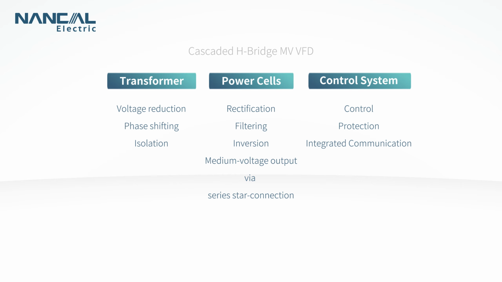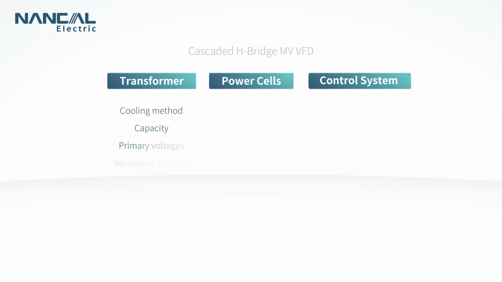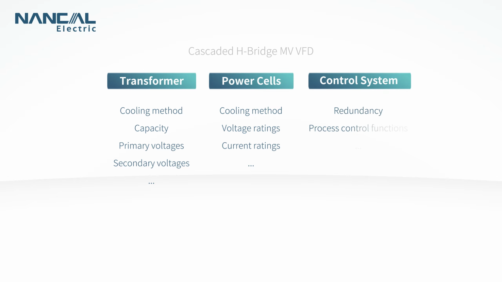Key parameters for the phase-shifting transformer include its cooling method, capacity, and primary or secondary voltages. Key parameters for the power cells include their cooling method, voltage, and current ratings. Key configurations for the control system include whether redundancy is required and if process control functions are needed. The selection criteria are as follows.